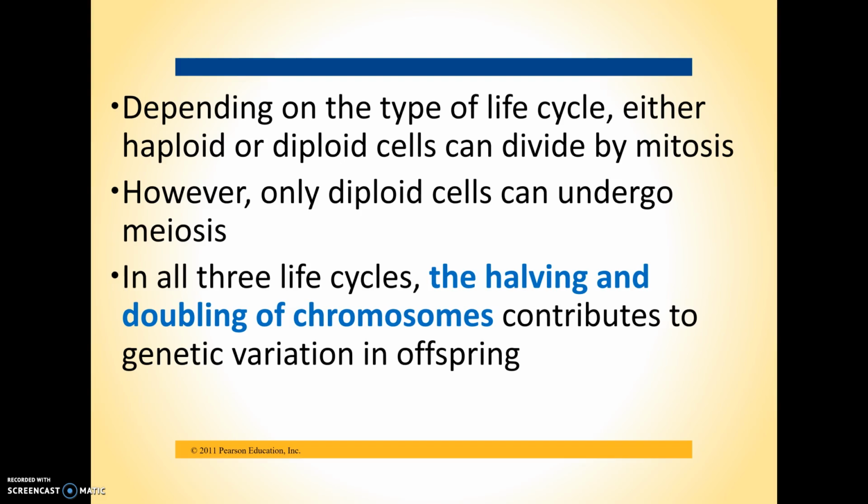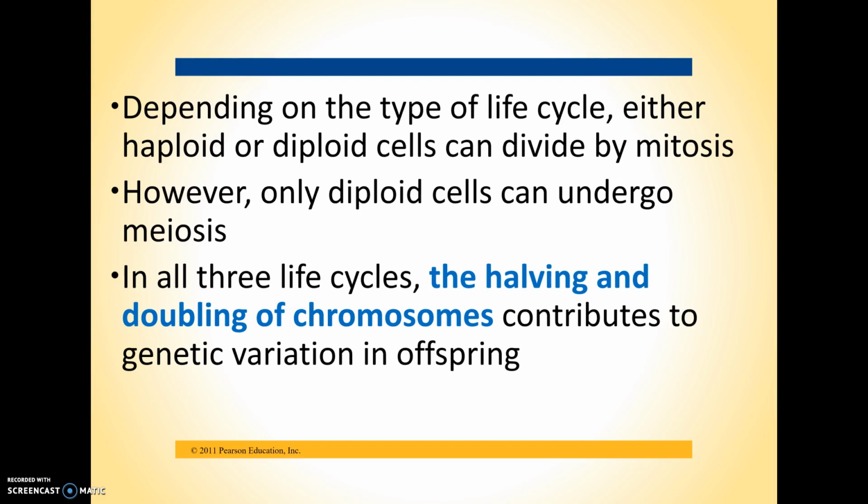Fungi are the exact opposite of us. Their haploid version undergoes mitosis and becomes a multicellular organism. The diploid version only exists as a single cell. And then plants were the ones in the middle, where the haploid and the diploid version both became multicellular. And you really only need to be able to recognize those from pictures.